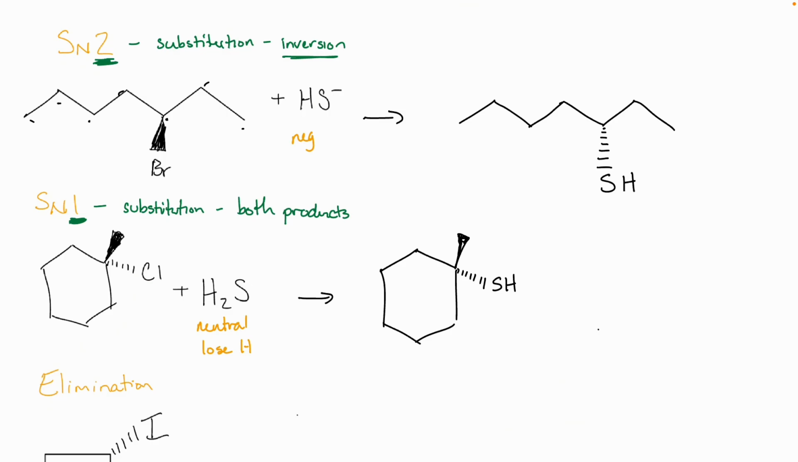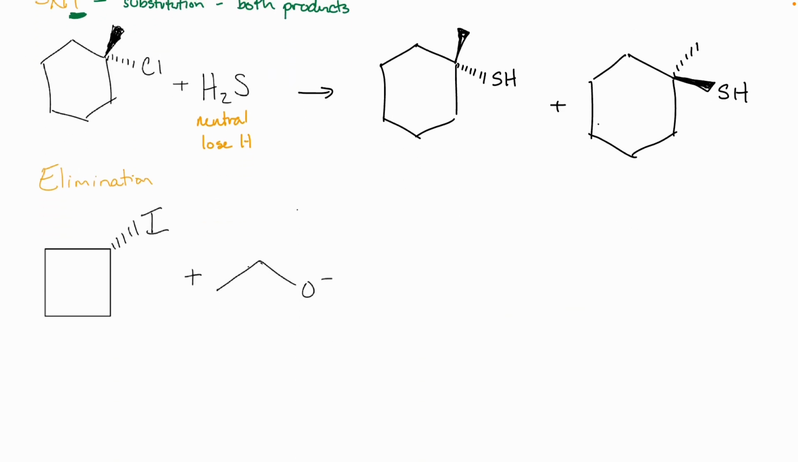All right, and then I have to, again, draw both, so I'm going to draw 1 more. This time, I'm going to replace my wedged bond with a dash. So that goes there, and my dash bond with a wedge. So those are my 2 substitution products that I get for my SN1 reaction.